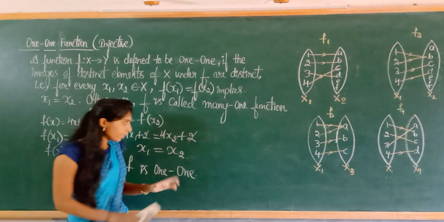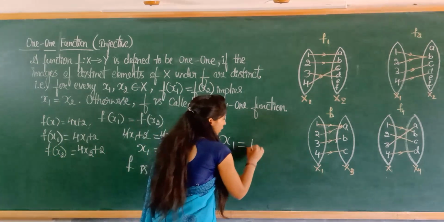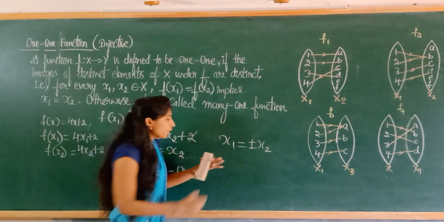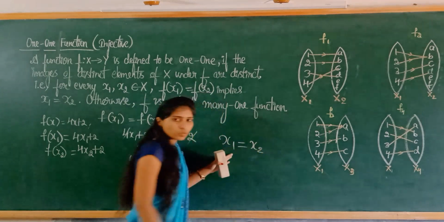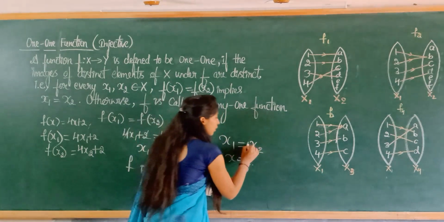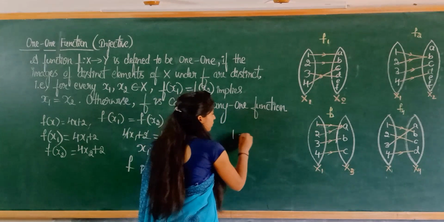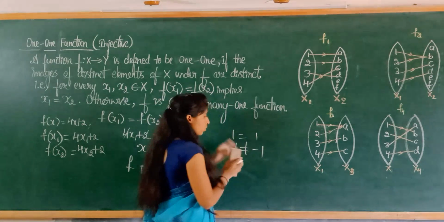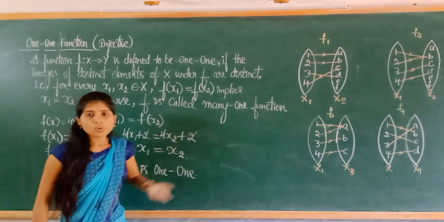In case x1 is equal to plus or minus x2, this is not a one-one function. Here x1 is equal to x2 only positive, or x equal to y like that. If it is positive and negative, this is not a one-one function, because 1 is equal to 1, right? 1 is not equal to minus 1. So x1 is equal to x2 here. This is our one-one function.